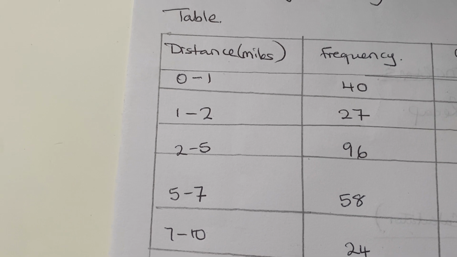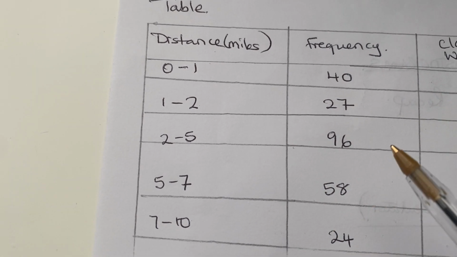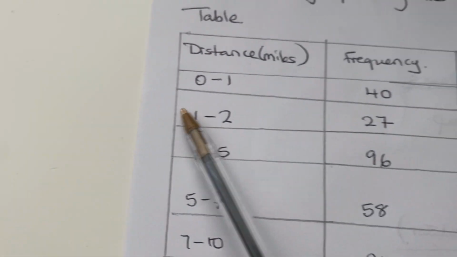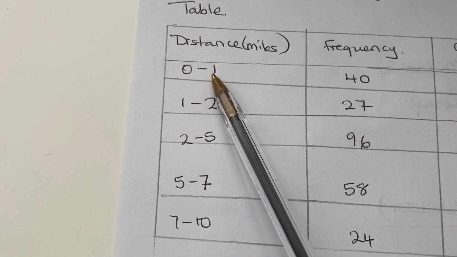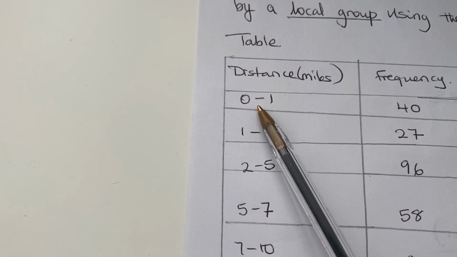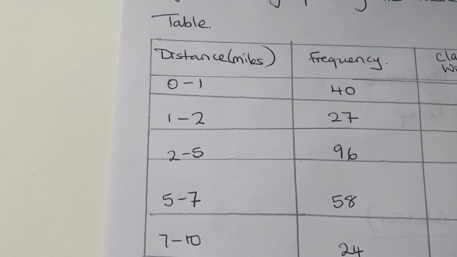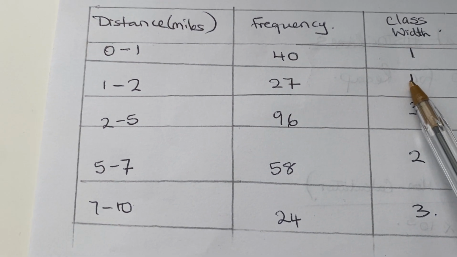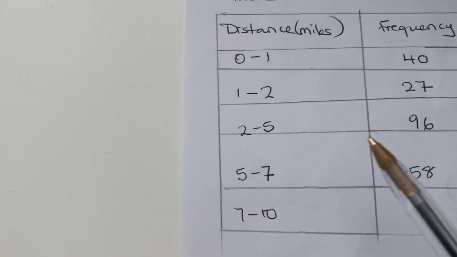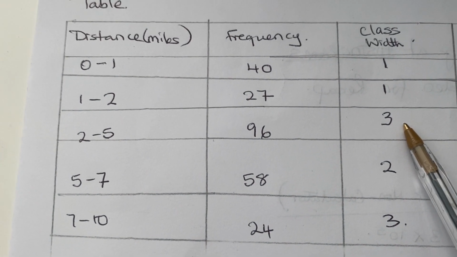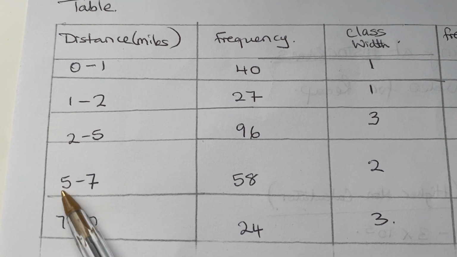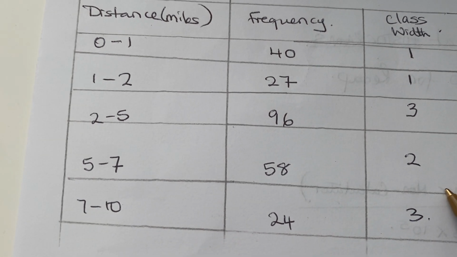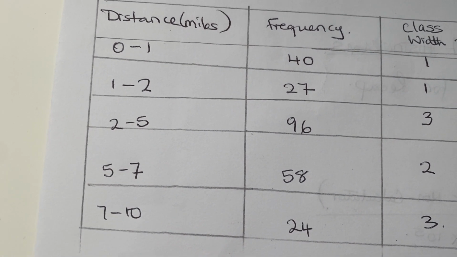And this is where the frequency density comes in. The class width here is the difference. So for the distance in miles, the class width will be 1. 1 to 2, the class width again will be 1. 2 to 5, the class width will be 3. 5 to 7, 2. 7 to 10, 3. The intervals are not the same.